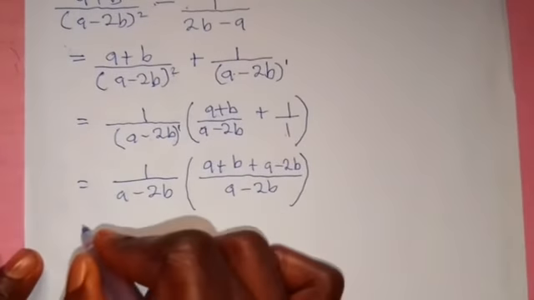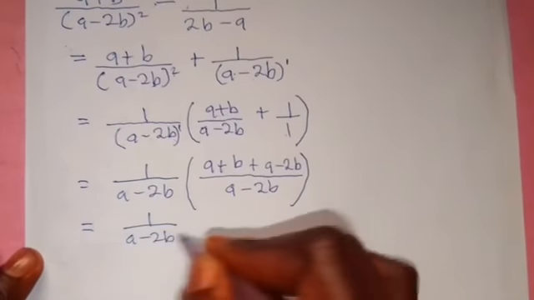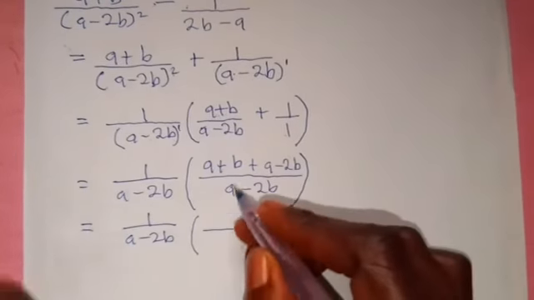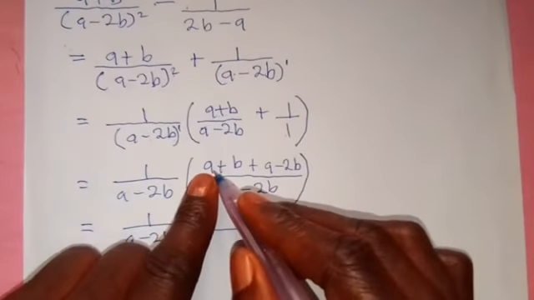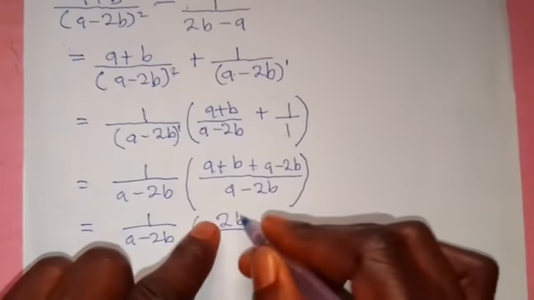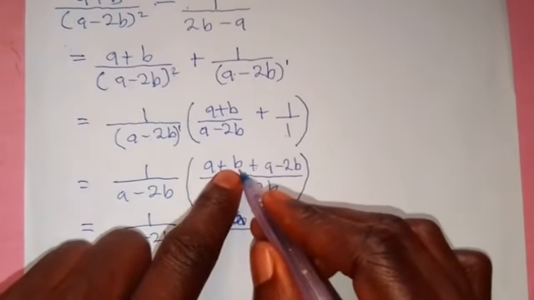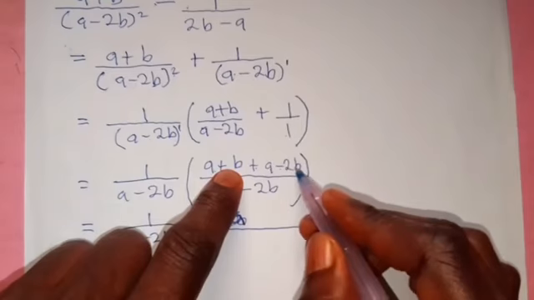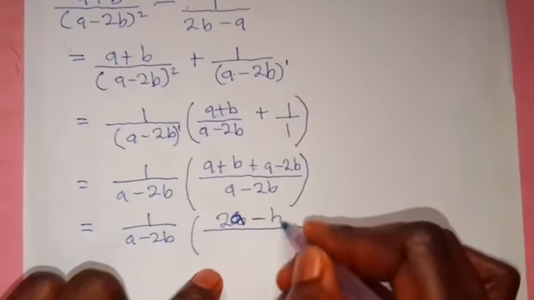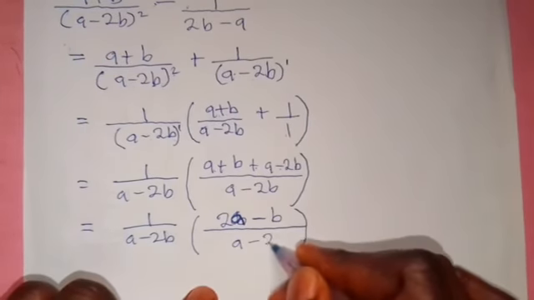Okay. Now, in the next step, we still retain our 1 upon a minus 2b. Then we open our bracket, draw our line, and then we collect like terms. You can see here that a plus a will give us 2a. 2a, pardon me for that. That will give us 2a, all right? Then plus b minus 2b, that is 1b minus 2b will give us minus what? Minus b, okay? Then the denominator still remains there, a minus 2b.